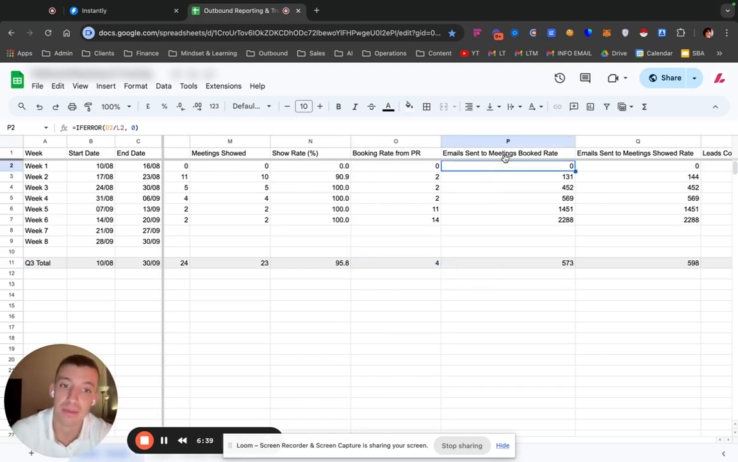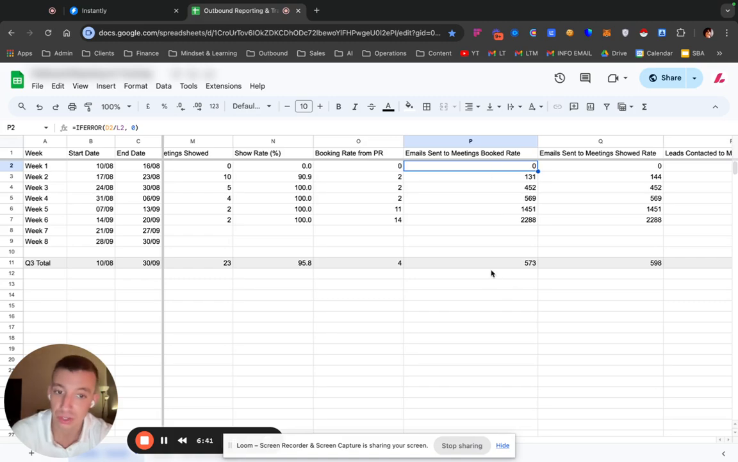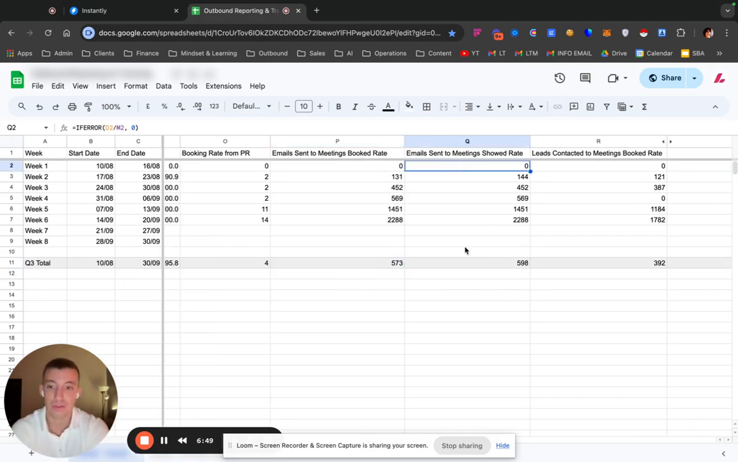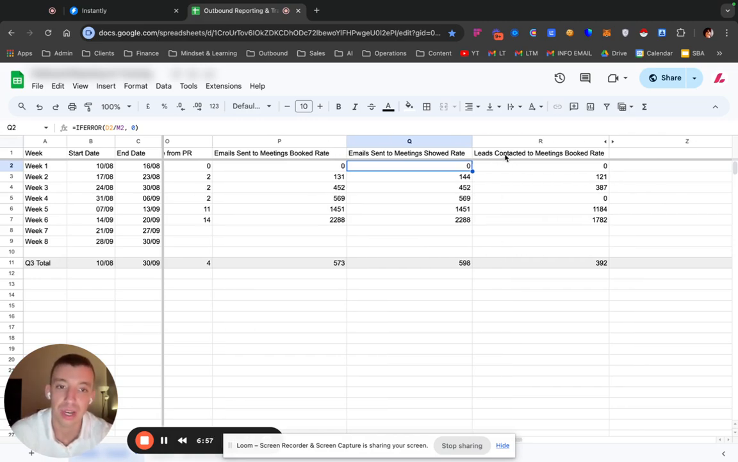And then we've also got email sent to meetings booked rate. So we're basically booking a meeting for every 573 emails that we send. And I mean, this is just a bit arbitrary, but we are sending about 600 emails before we have an actual meeting showed. And then we've got leads contacted to meetings booked rate, which is just under 400. So we're contacting 400 new leads for every meeting that's booked, right?